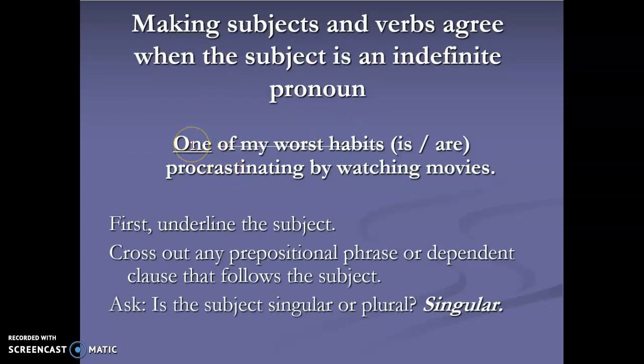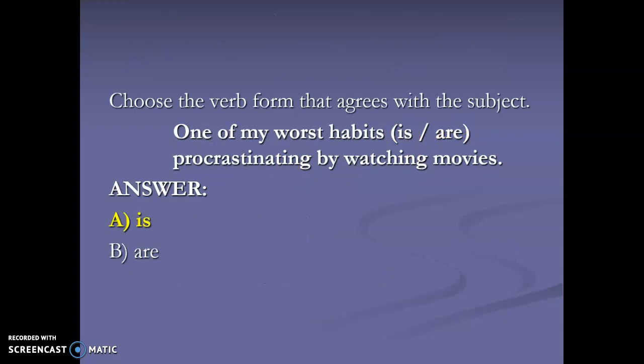So for this sentence, of my worst habits is a prep phrase. So we cross it off. So one is the subject, and one is always singular. So our singular form of to be is is. So therefore, it would be one of my worst habits is.